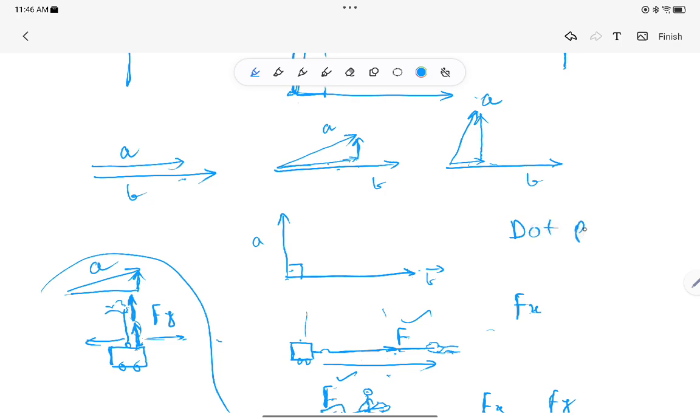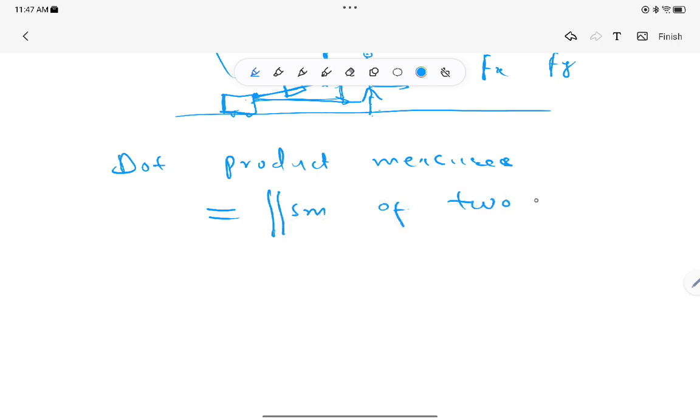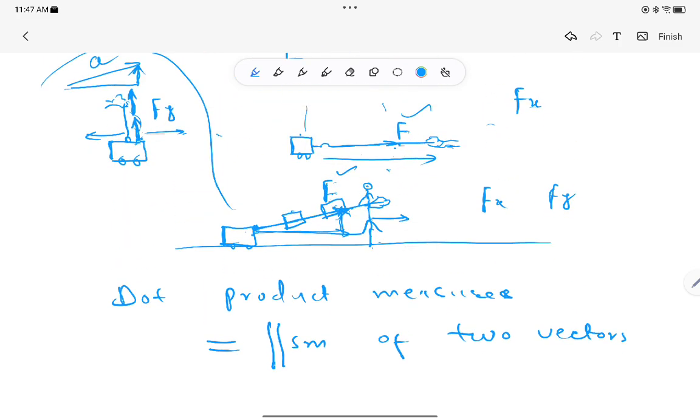We say dot product of two vectors, and it simply means parallelism between two vectors. That means dot product measures parallelism of two vectors. Or we can also say it measures alignment of two vectors. You call it parallelism or you call it alignment, it's one and the same thing. Okay, now dot product is parallelism.